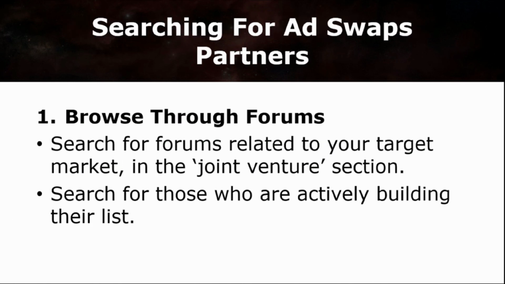How to search for ad swap partners? Well, there are 3 ways to go about it. First, browse through forums. You need to search for forums that are related to your target market. Usually, these forums will have a joint venture section, or you can just network with the community in the forum on your own. The partners you're looking for are those actively building an email list. This can be easily detected if they have a link to a landing page or blogs.